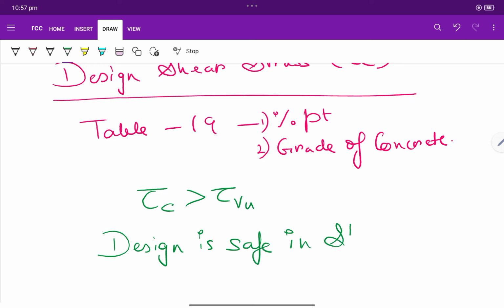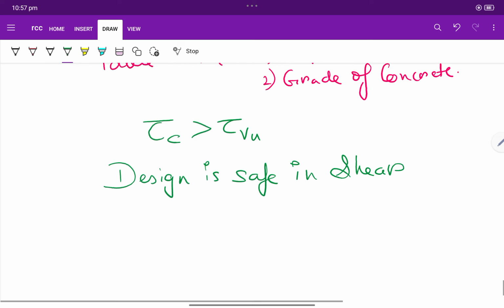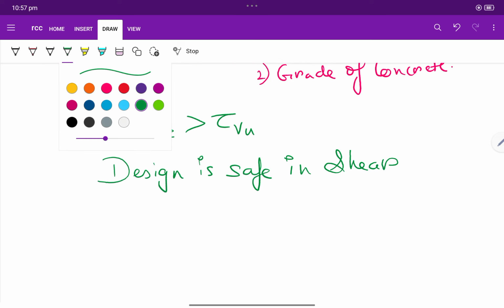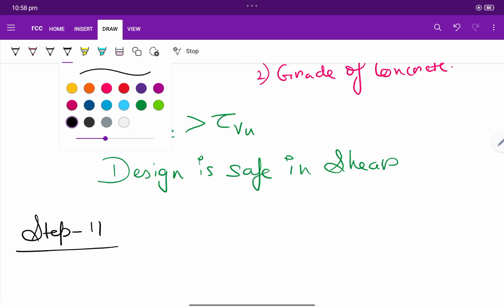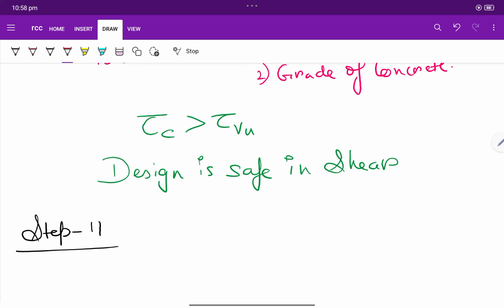Just this thing we have to do. Now we have to do another check, step 11. So it will be a check, that is check for deflection. Mainly we design the slab for deflection.